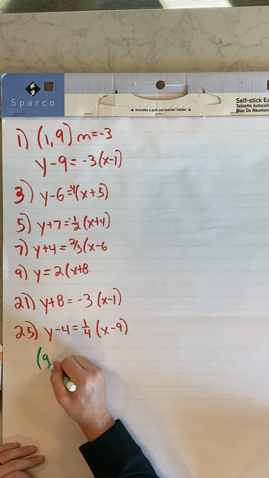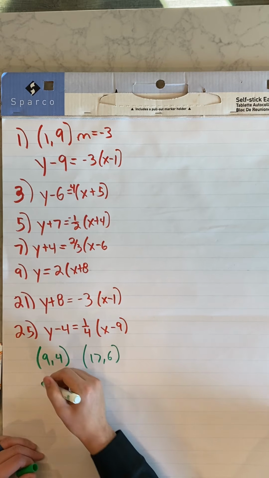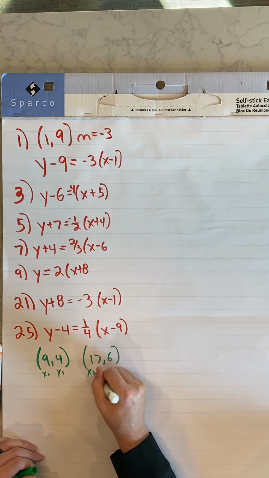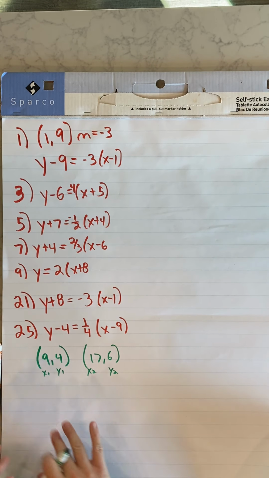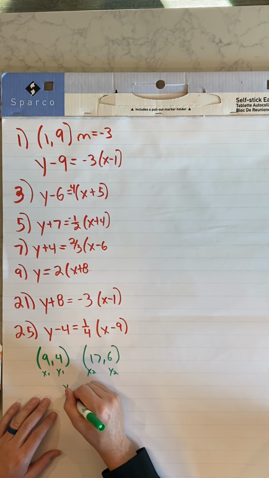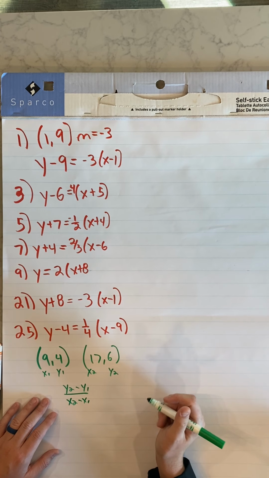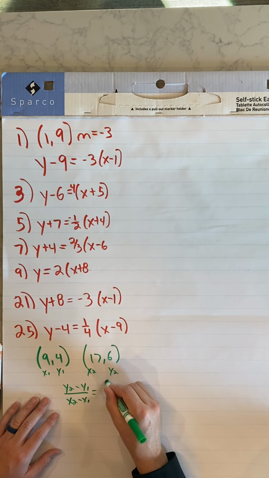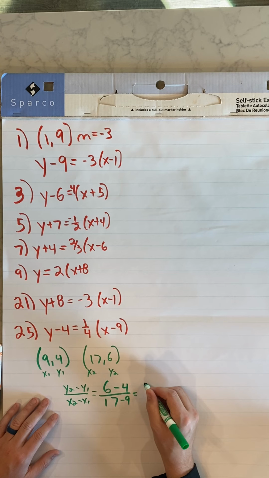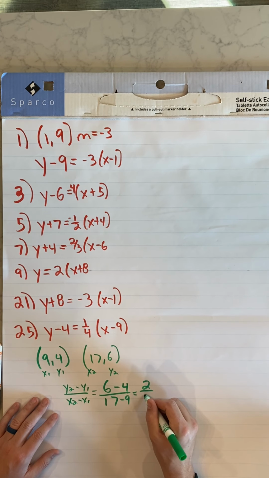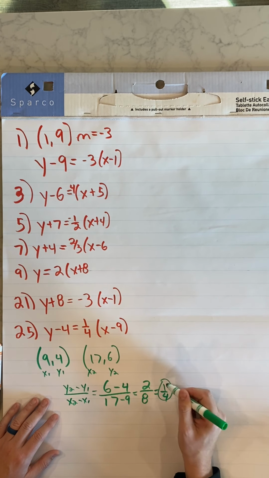We were given the points 9, 4, and 17, 6. x1, y1, x2, y2. Remember, in order to write in point-slope form, we need to know the slope and one of the points. So to find the slope, remember we do y2 minus y1 over x2 minus x1. So it's going to be 6 minus 4 over 17 minus 9. 6 minus 4 is 2. 17 minus 9 is 8. That simplifies to 1/4. So now we just plug it in.